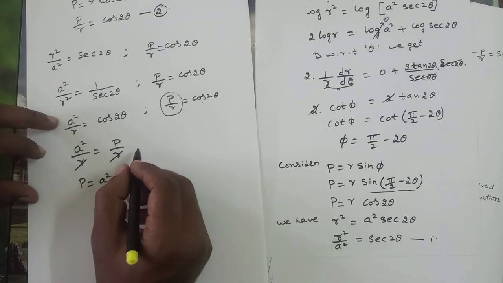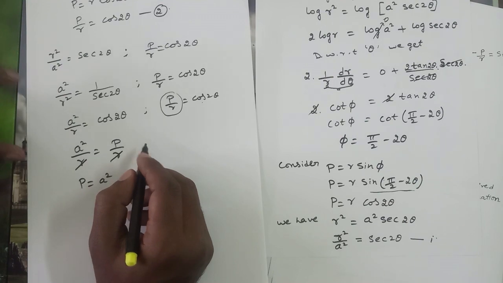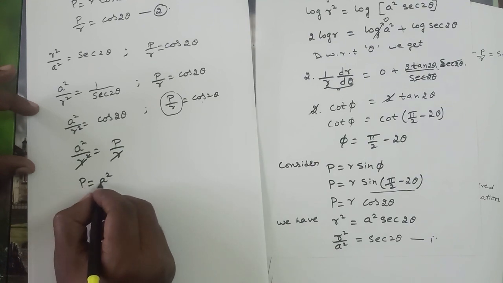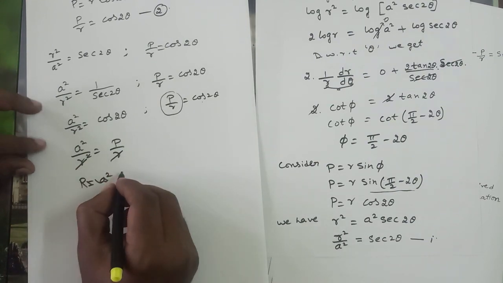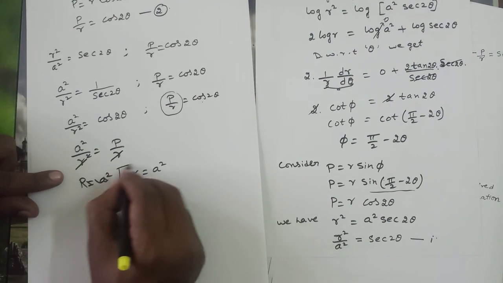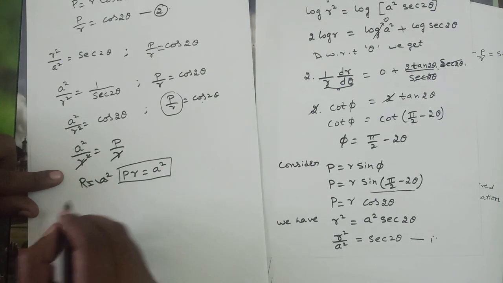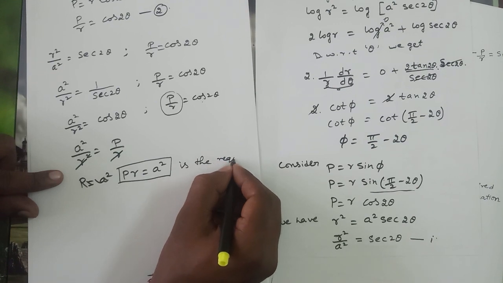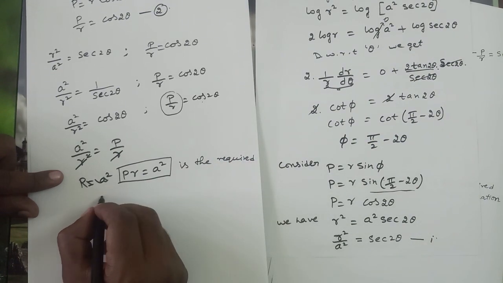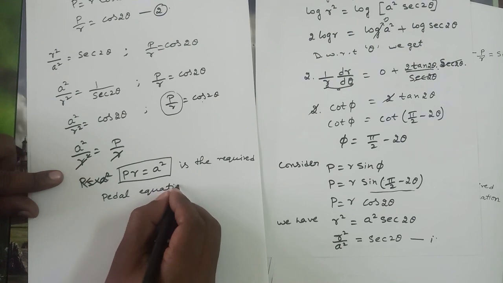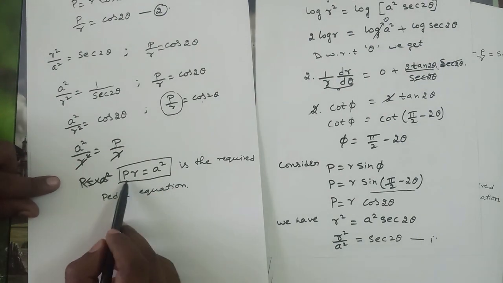A square. Sorry, this is R square. One R gets eliminated, so you'll get P into R equals A square. So this is the required solution, the required pedal equation in terms of P and R only.